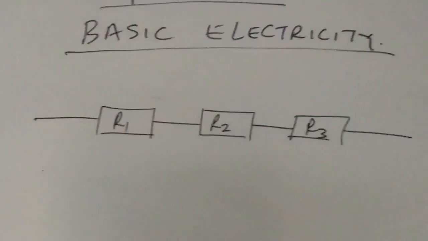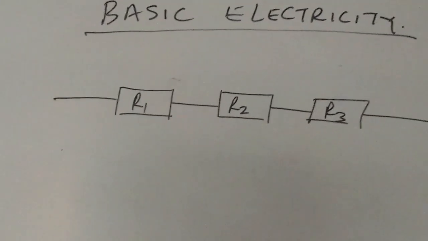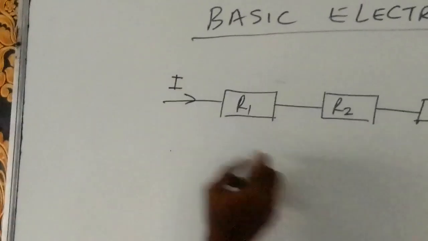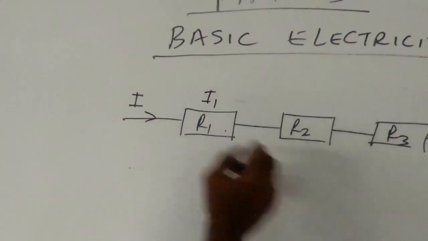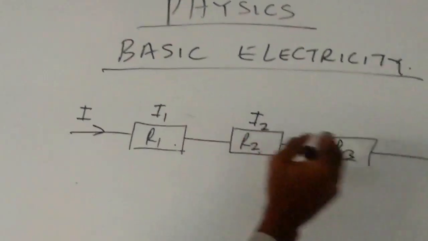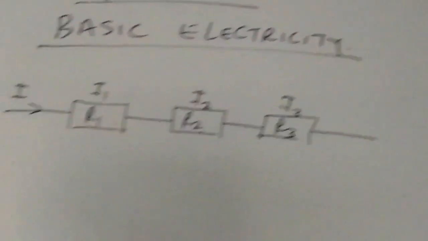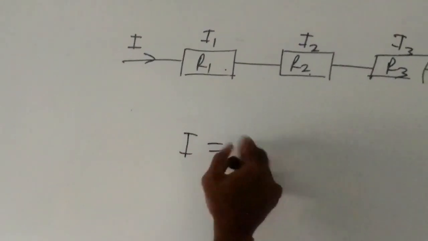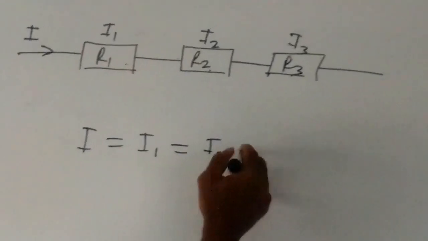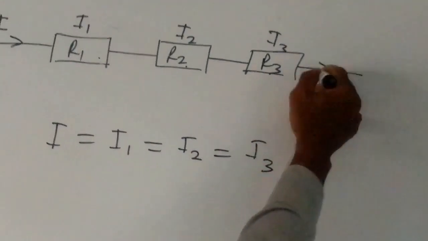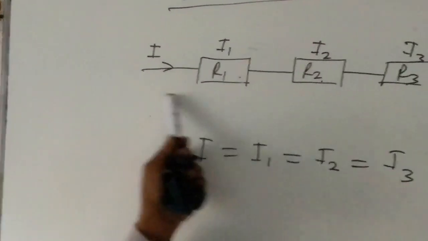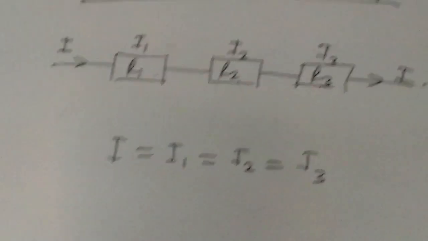And whenever resistors are in series, the same amount of current will flow through them. So let the current entering from the circuit be I. Current passing through R1 is I1, passing through R2 is I2, passing through R3 is I3. So when resistors are in series, the same current will pass through them. That means I will be equal to I1, also equal to I2, also equal to I3, which still comes out at the same current. So one important thing to note is that when you have resistors in series, the same current will flow through each of them, irrespective of the value of the resistances.